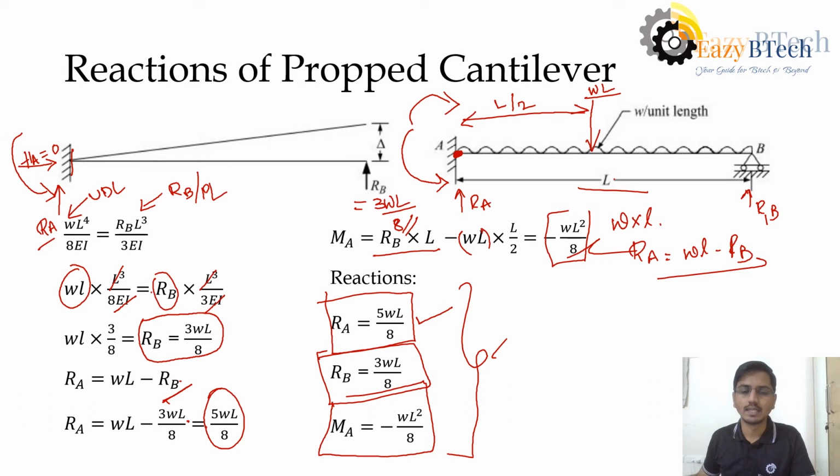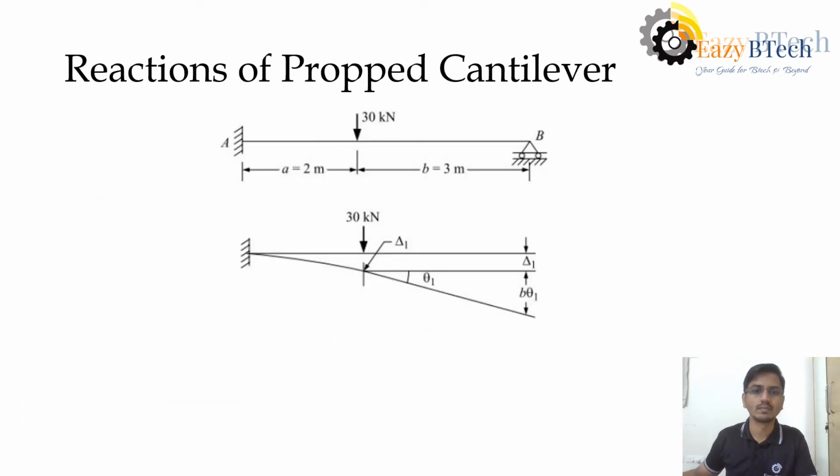Let us see another problem. This is the problem where we have one point load acting not exactly at the center, but at an eccentricity. The A distance is 2 meters, B distance is 3 meters. Now the load is acting here.